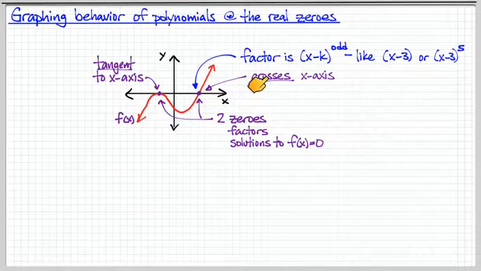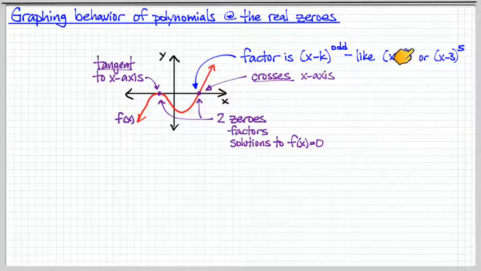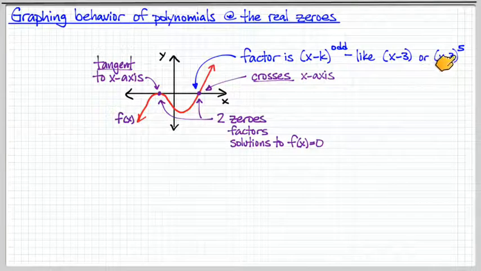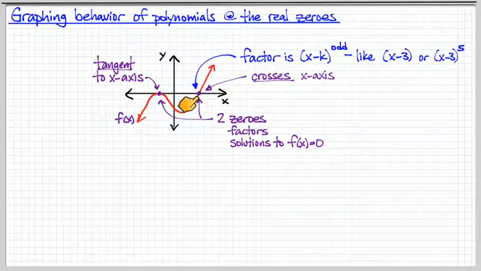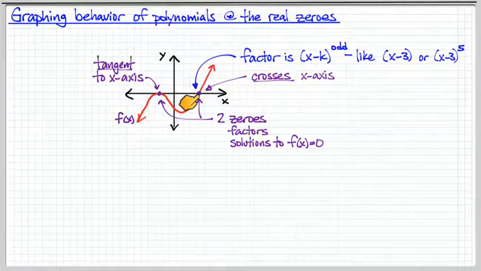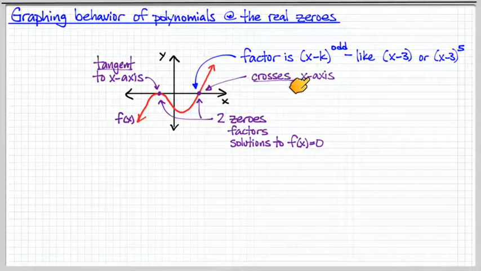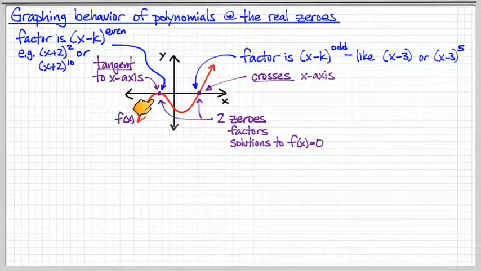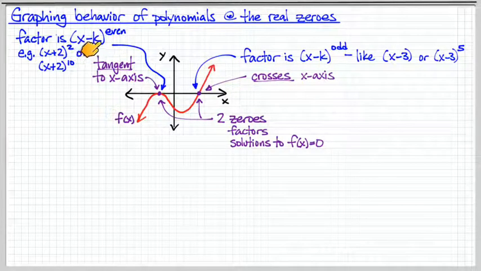In the case where the function crosses through the x-axis, the x minus k factor will be odd. So this would be, for example, x minus 3 to the first power, or x minus 3 to, say, the fifth power, where the 3 is the zero, and we have our factor x minus 3 because of that. But when it's raised to an odd power, we know the polynomial function will cross through that 0. Whereas in the case where the function is tangent to the 0, the x minus k factor is raised to an even power.